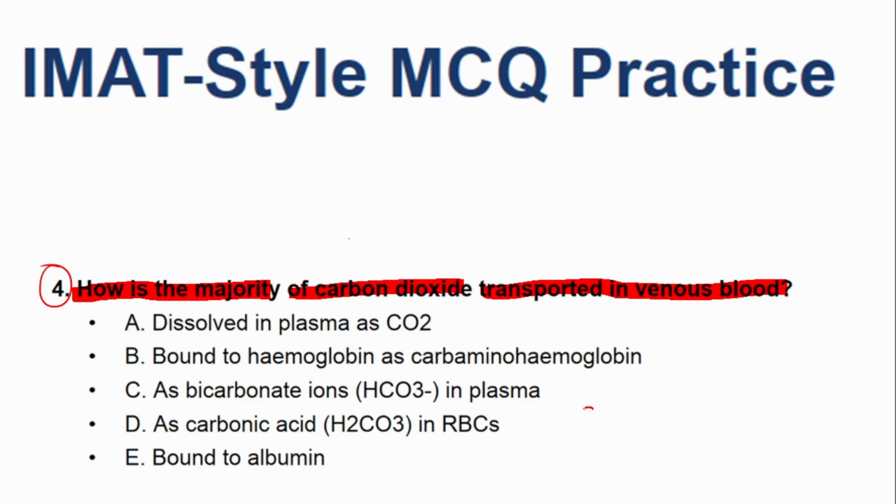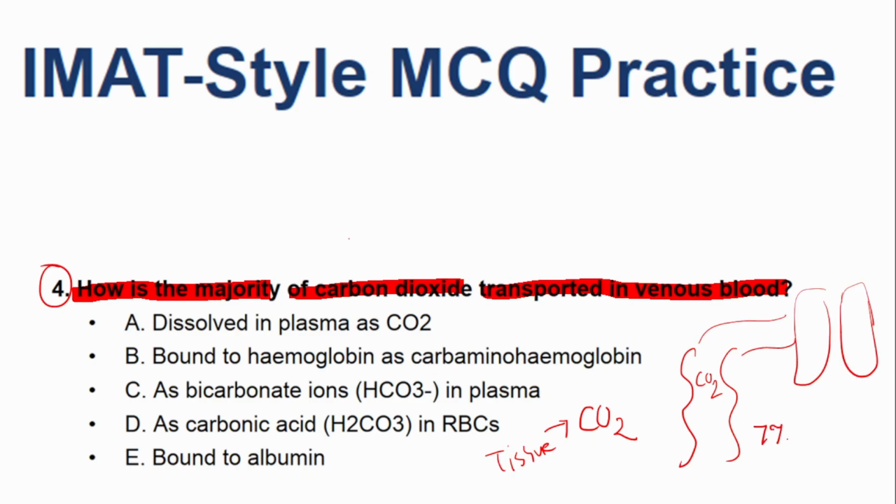When tissues produce carbon dioxide, it diffuses into the bloodstream, where it is carried back to the lungs in 3 distinct forms. First, a small fraction, only about 7%, remains completely unchanged and travels simply dissolved in plasma, which matches option A. Second, roughly 20 to 23% enters the red blood cells and binds directly to amino acid chains on hemoglobin molecules, forming carbaminohemoglobin as described in option B. That leaves the massive remaining balance, nearly 70% of all carbon dioxide.